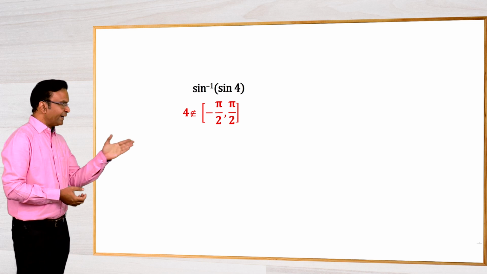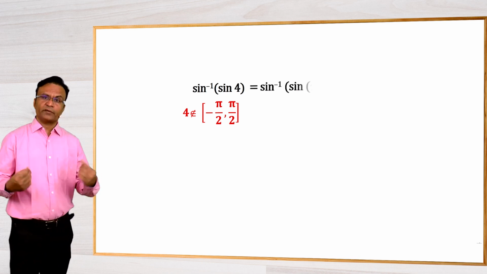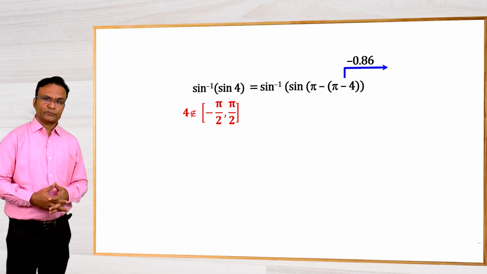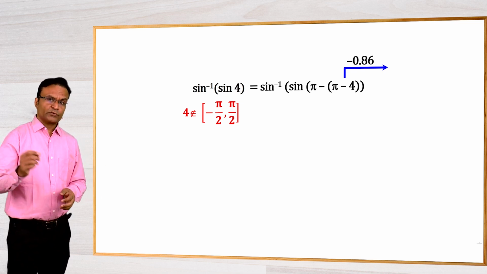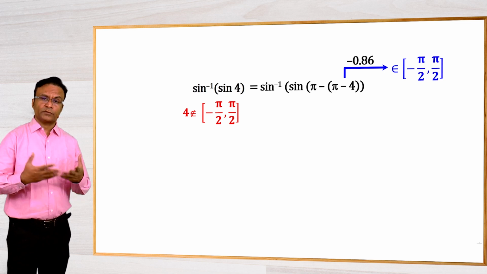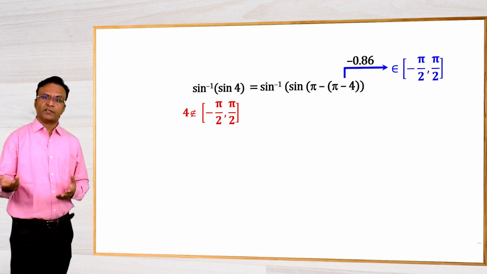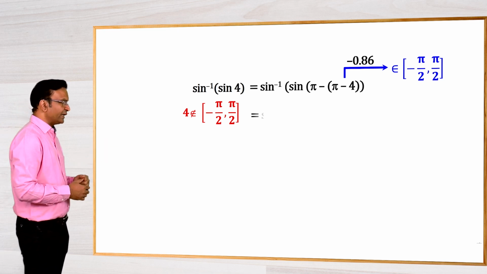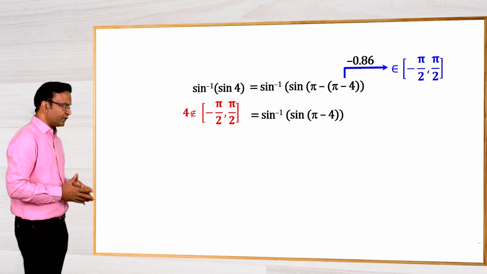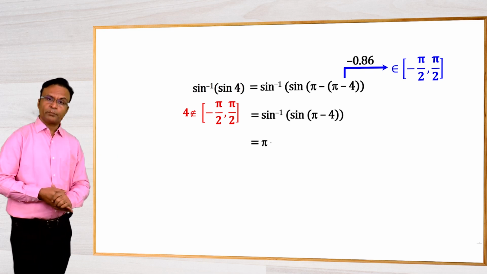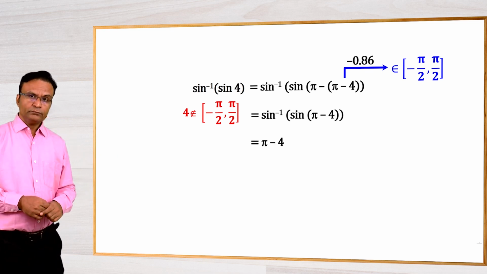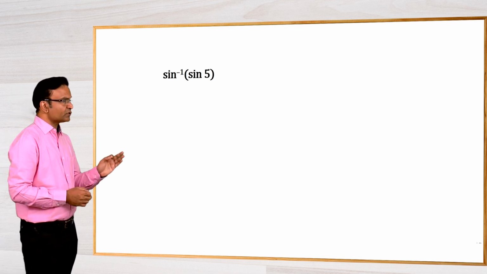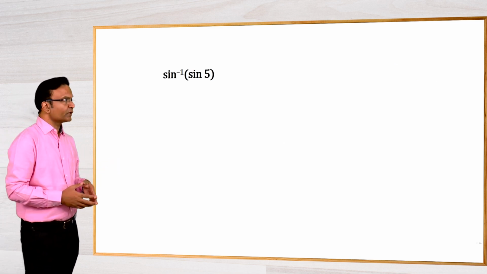So again we add and subtract pi, because the difference of 4 and pi is 0.86, which belongs to principal values of sin inverse of sin x, minus pi by 2 to pi by 2. So we have this, sin inverse of sin pi minus 4. The answer is pi minus 4. Take one more value, sin inverse of sin 5.